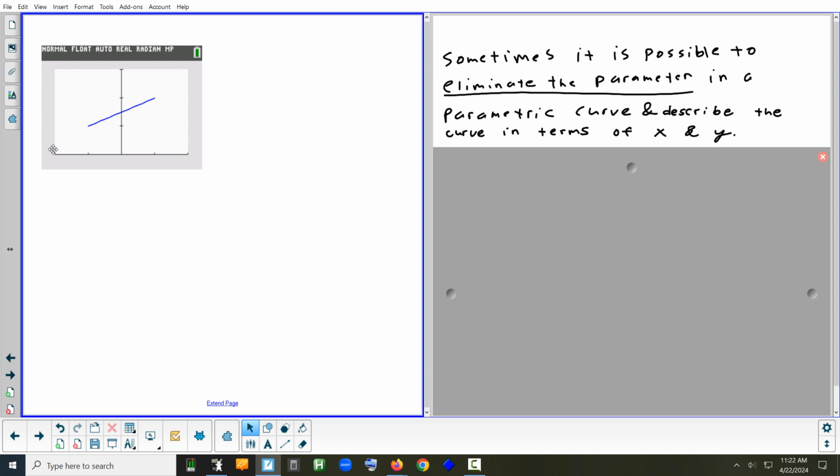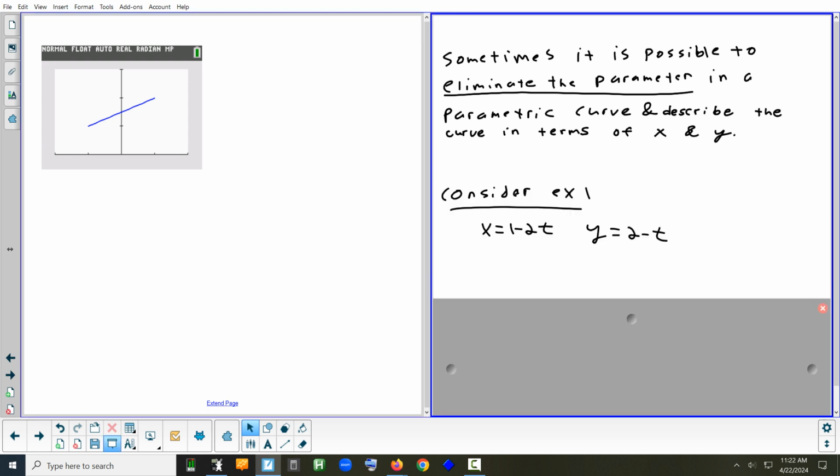So eliminating the parameter means to get rid of the t and change it back to an equation like y equals mx plus b. In this case, it'll be y equals mx plus b because it's a straight line. Let's see if we can do that with our first example. And what I'm going to do to check that we did it right is, this is the graph that we just got parametrically. I'm going to do the same graph again once we eliminate the parameter. And if the pictures match up, then I know we did it correct.